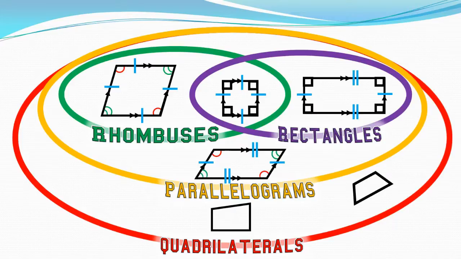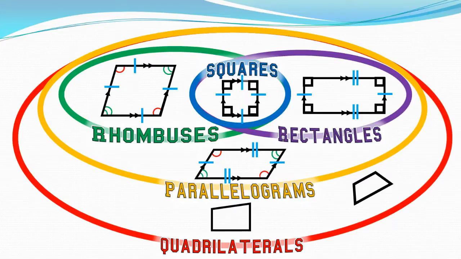In the middle, where rhombuses and rectangles meet, we have one specific shape. A shape that's a quadrilateral with 4 sides. It's a parallelogram because the opposite sides are parallel. It's a rhombus because all 4 sides are congruent. And it's a rectangle because all 4 angles are 90-degree angles. That's our square.